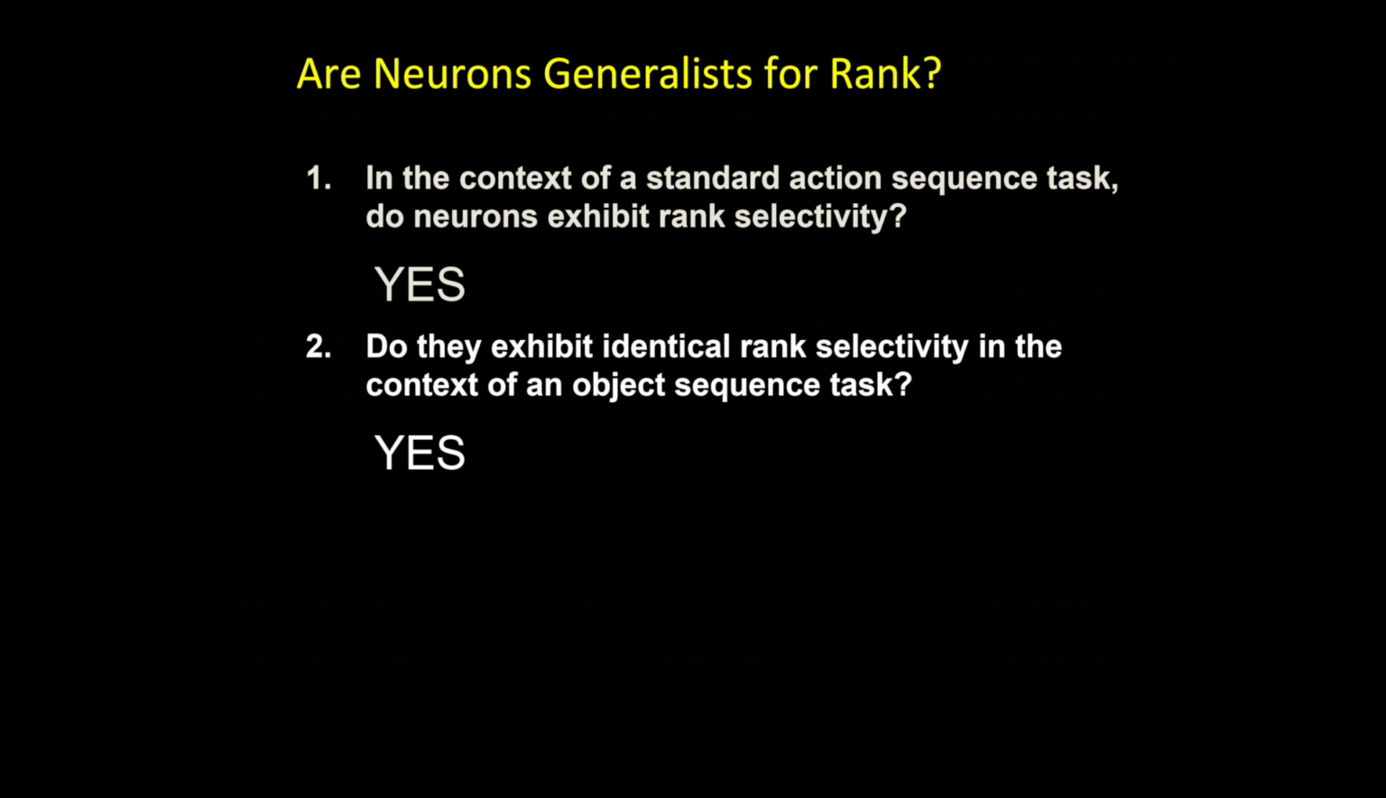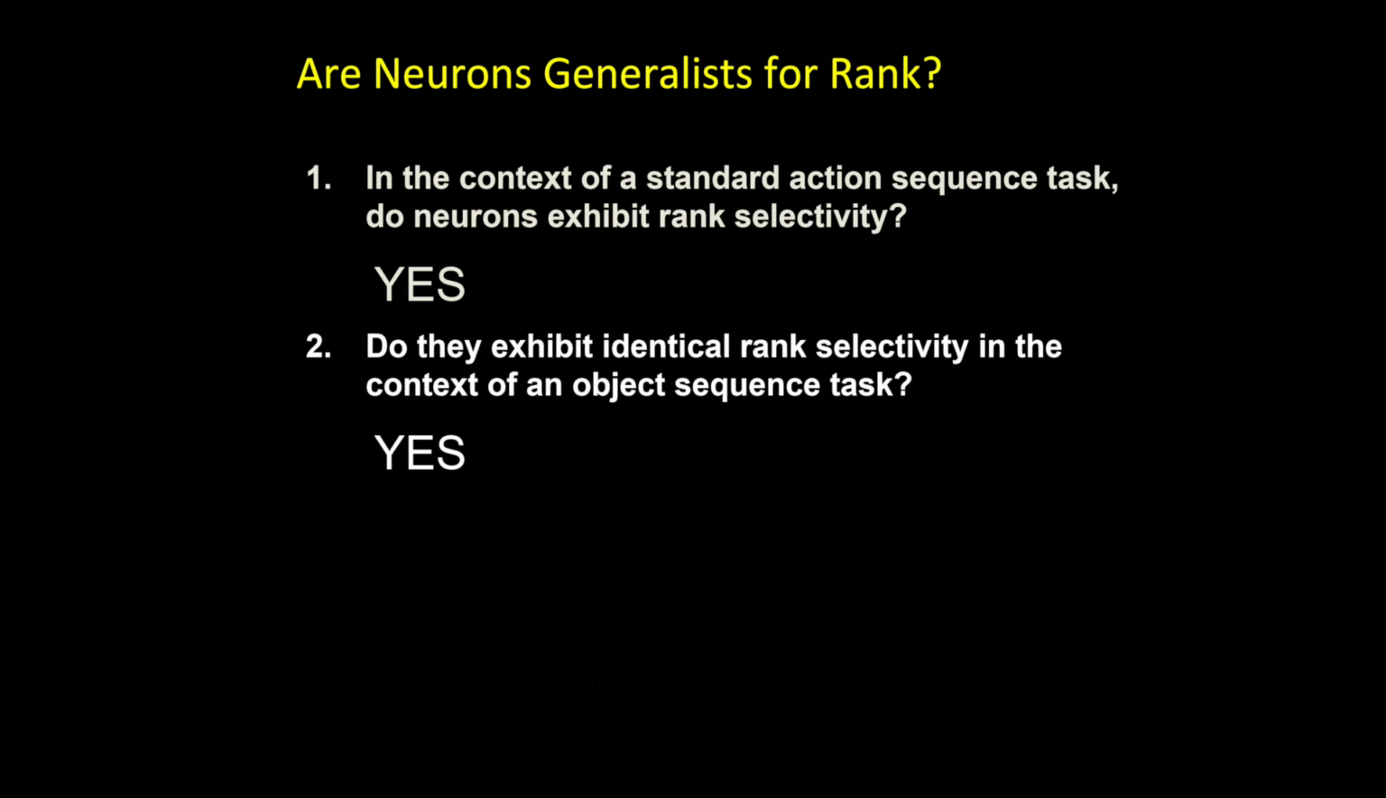Now we know the answer to the second question that we posed. Do rank-selective neurons exhibit identical rank selectivity in the context of an object sequence task? And the answer seems to be yes. Can we now conclude that the neurons are generalists for rank? Let's vote. Who thinks we can conclude that the neurons are generalists for rank? Okay, 1, 1.5, 2.5. Okay, you're actually correct thinking that, yes, it's a pretty strong evidence.